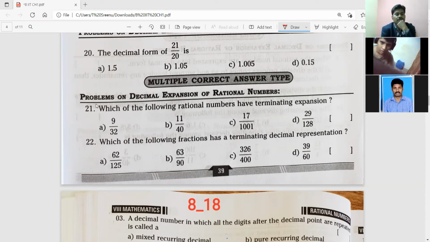Sandeep has done something. 20th B. Okay, Sandeep. 1.05 is correct. 20th B is correct, no? Okay. 21, 22. 21, 22.